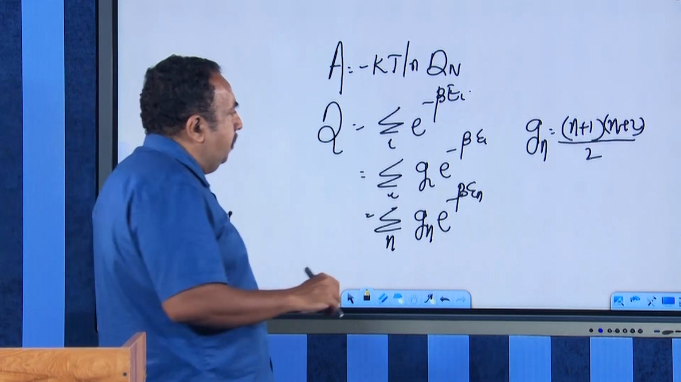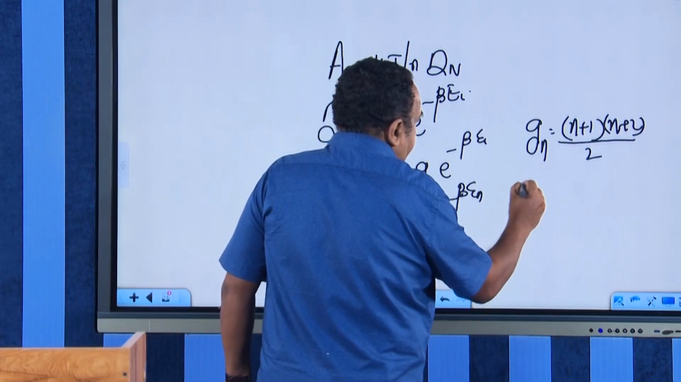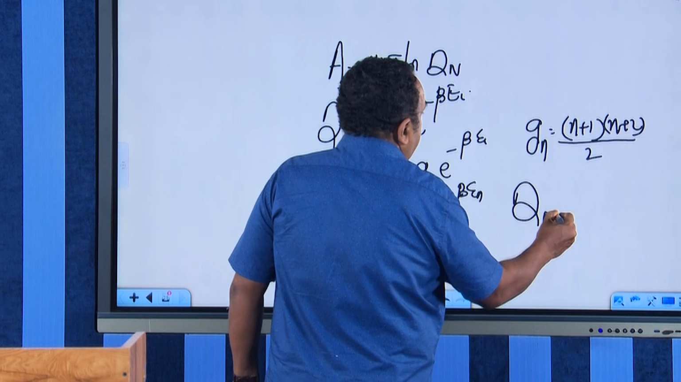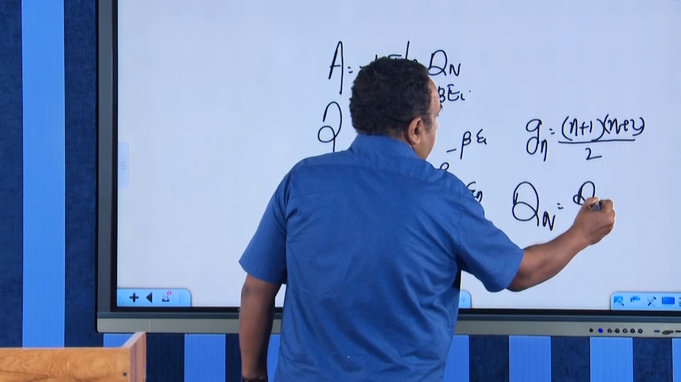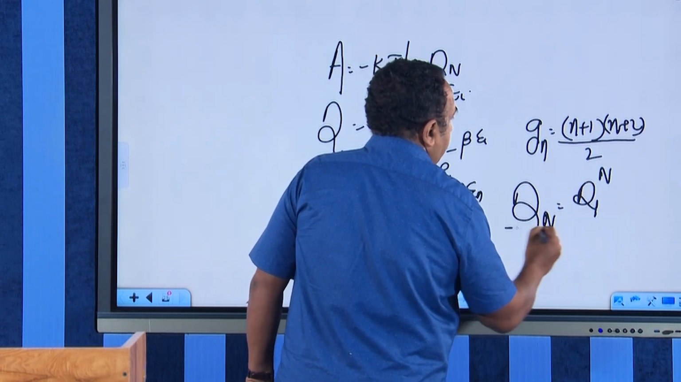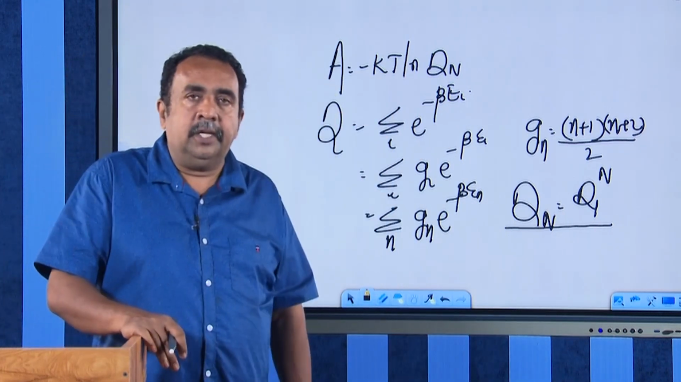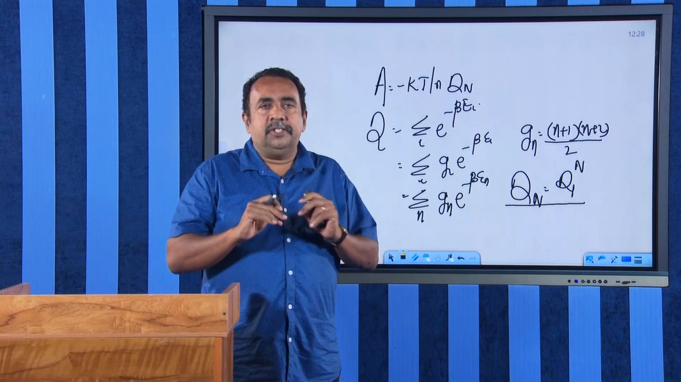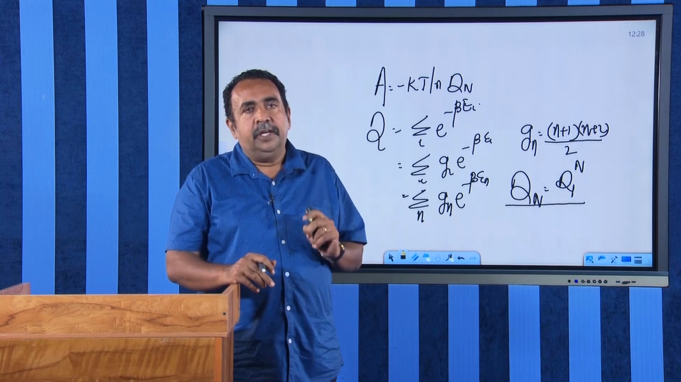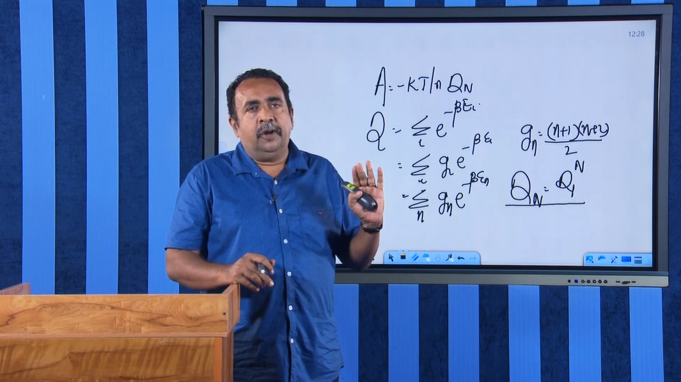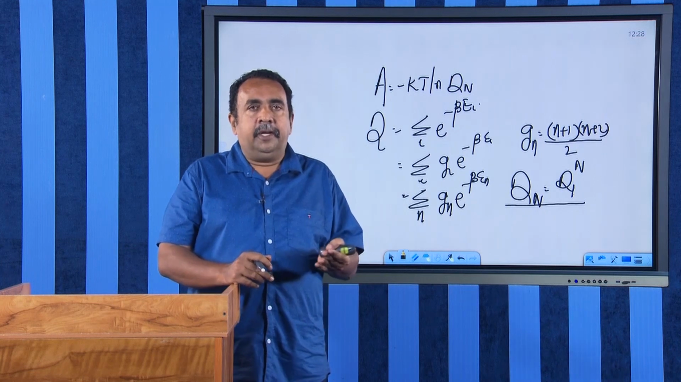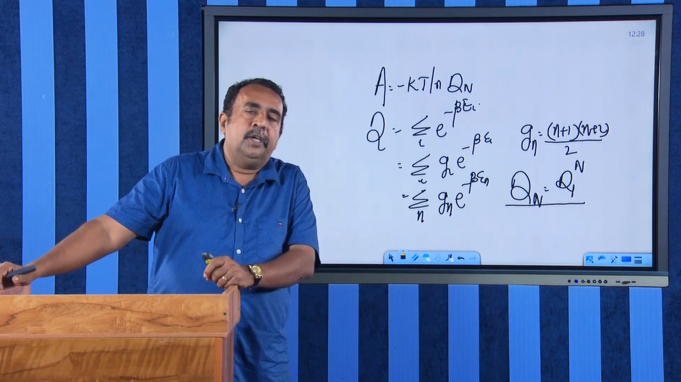One more point I have to tell you is that if you have n particles, then your Qn will be equal to Q1 raised to n. These are the basic ideas in the canonical ensemble. We discussed the details of computing the partition function in this section. We also defined the n-particle partition function, which is given by Q1 raised to n.